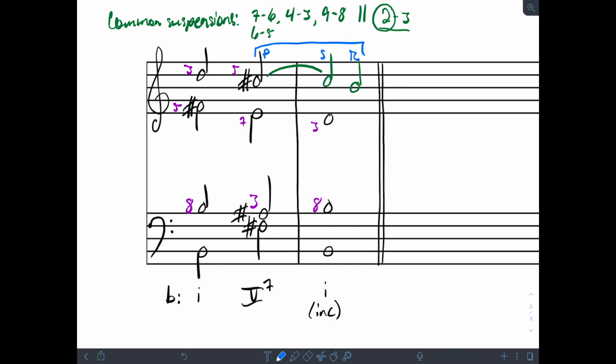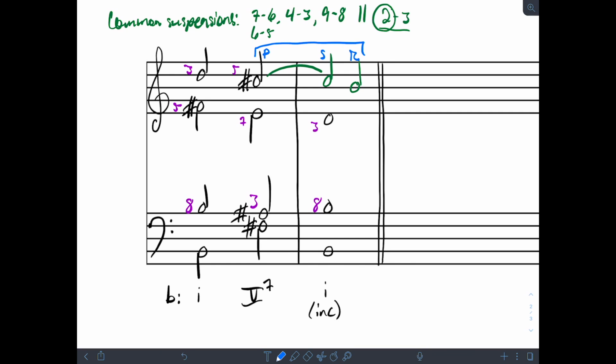And now we'll play it with the suspension. So there's an example of a 9/8 suspension. Okay. Well, we don't have any intervals of a sixth between the bass and any other voice, so this wouldn't be a good place to demonstrate a 7/6 suspension. We can do that elsewhere.